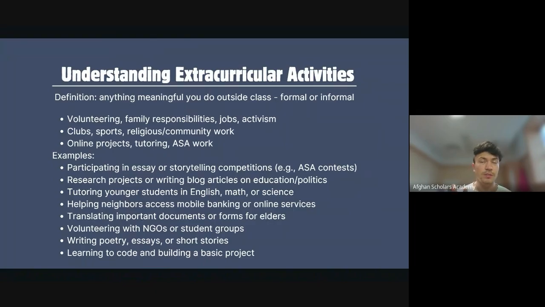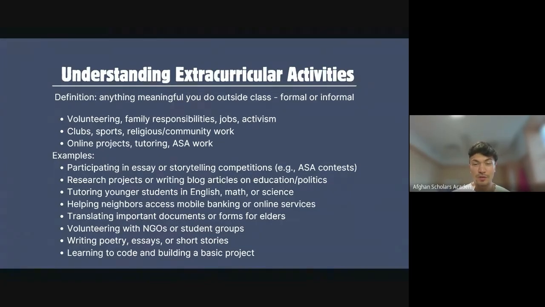And just to tell you, research is a really big thing. If you really want to stand out, research really shows your interest in the subject, in the field of study. So you can do a research project, and you can tutor younger students to learn English, math, or science, and as simple as helping your neighbors access, let's say, mobile banking or online services. This is a little hard right now in Afghanistan, but it can be possible in some cases.